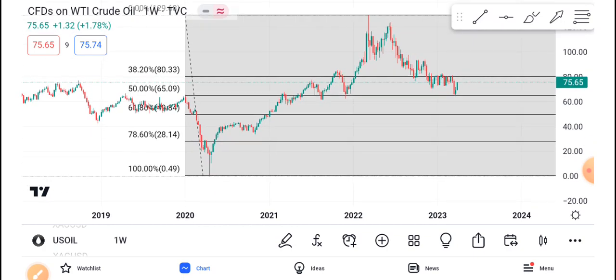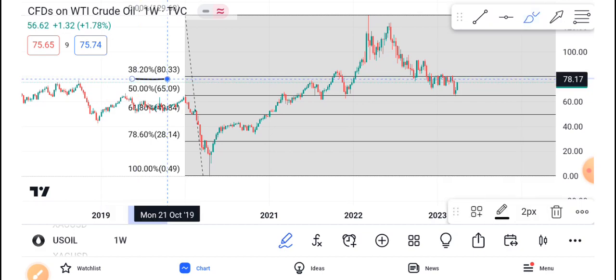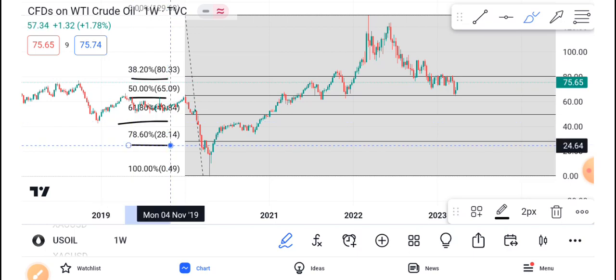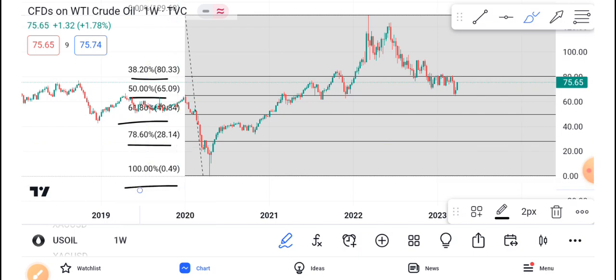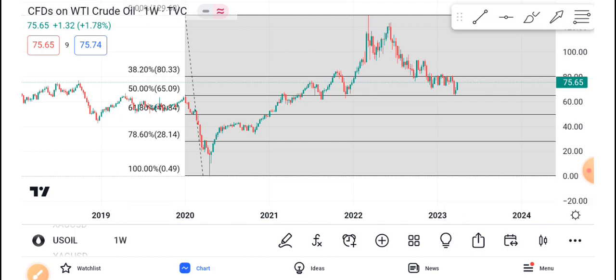Now we have put the Fibonacci here, and you can see different levels, right? There is 38.2, there is 50%, 61.8. These are the major levels where Fibonacci goes, and where price reacts. Then 78.6 and lastly 100%. Now we'll see if the retracement is over or not.